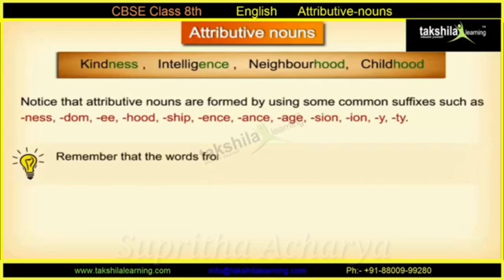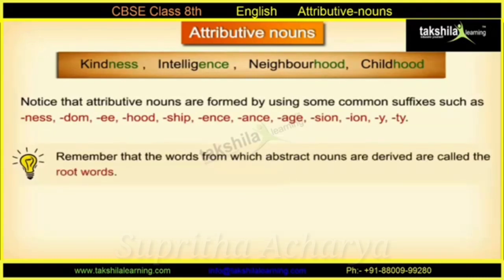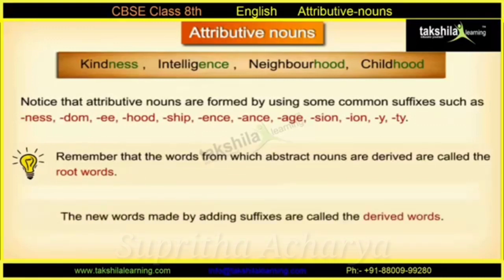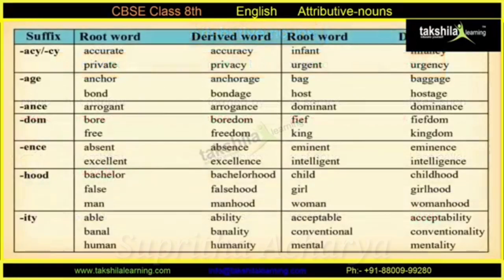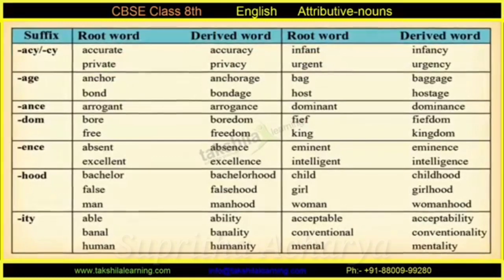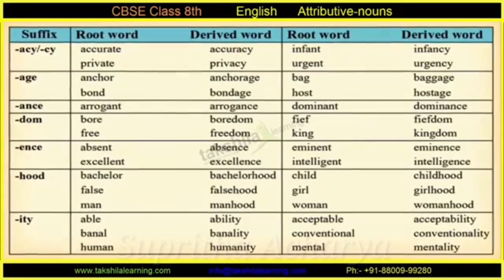Remember that the words from which abstract nouns are derived are called the root words. The new words made by adding suffixes are called the derived words. Here are some examples of attributive nouns as shown in the table.